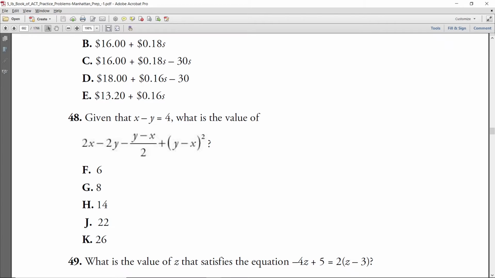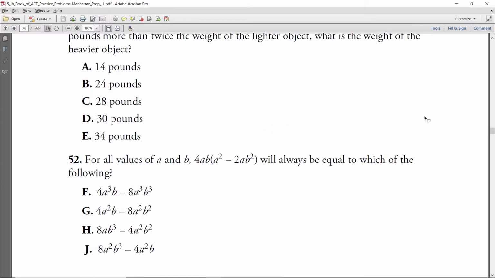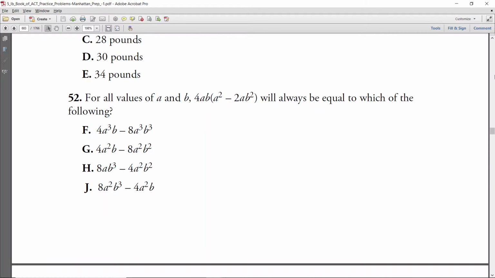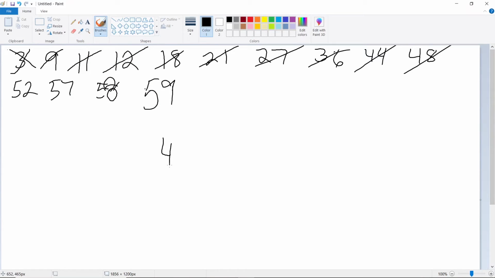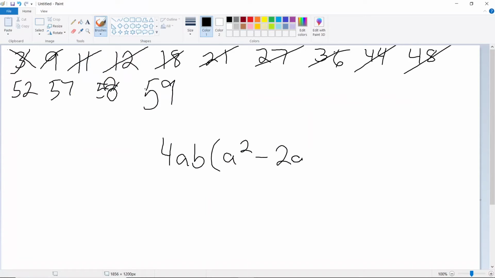I think the next one is 52. I'm triple checking. For all values of a and b, 4ab times (a squared minus 2ab squared) will always be equal to which of the following? So it's 4ab times (a squared minus 2ab squared) will always be which of the following?